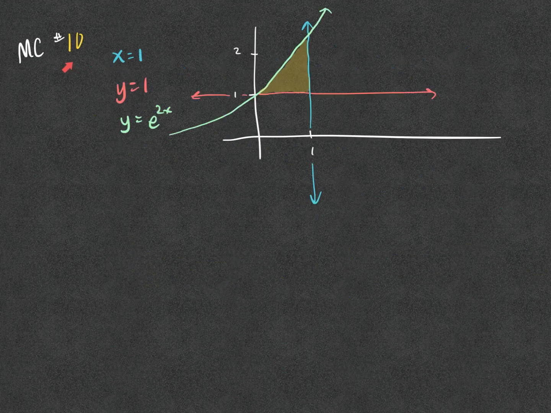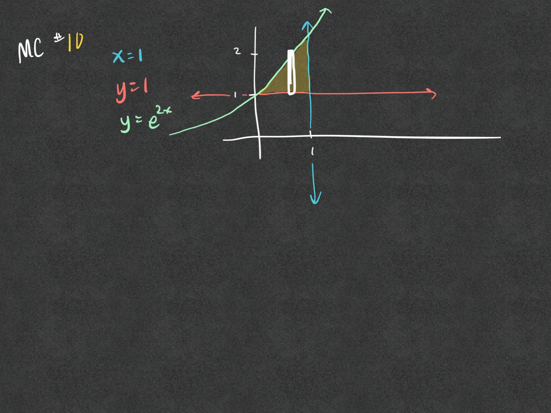All right, for number 10, a no calculator problem. We need to be able to graph vertical and horizontal lines and know that exponentials look like this green curve, and when x is 0, it's equal to 1, it crosses the y-axis at 1. This is the region. Next step, make your representative rectangle.